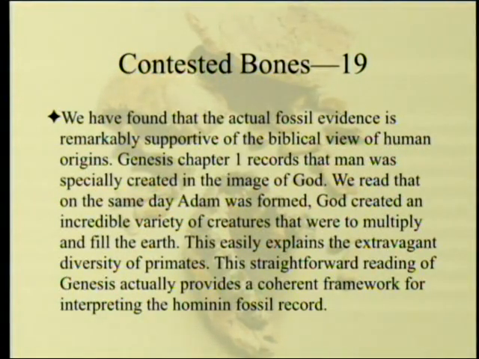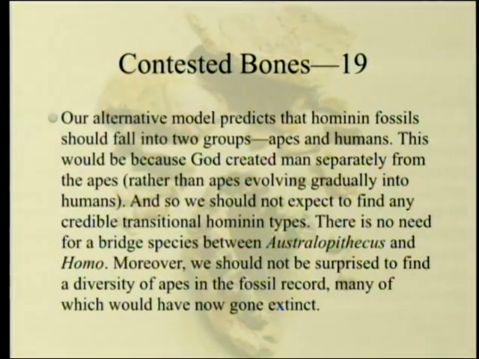We have found that the actual fossil evidence is remarkably supportive of the biblical view of human origins. Genesis chapter 1 records that man was specially created in the image of God. We read that on the same day Adam was formed, God created an incredible variety of creatures that were to multiply and fill the earth. This easily explains the extravagant diversity of primates. This straightforward reading of Genesis actually provides a coherent framework for interpreting the hominin fossil record.